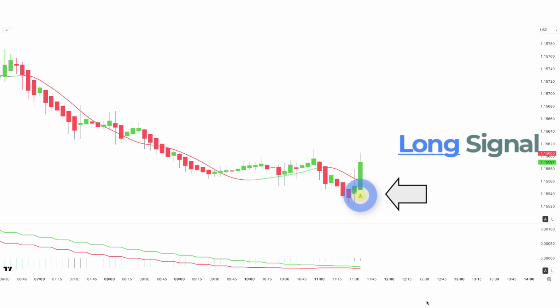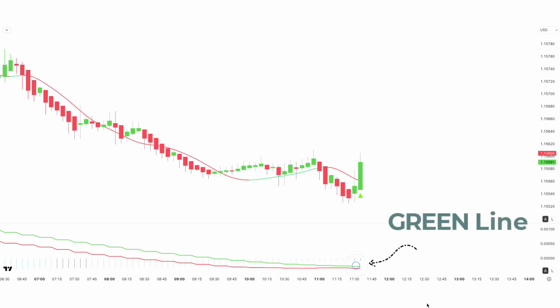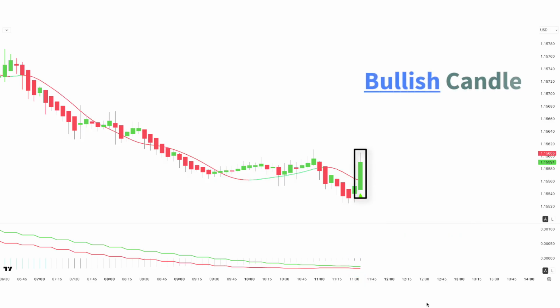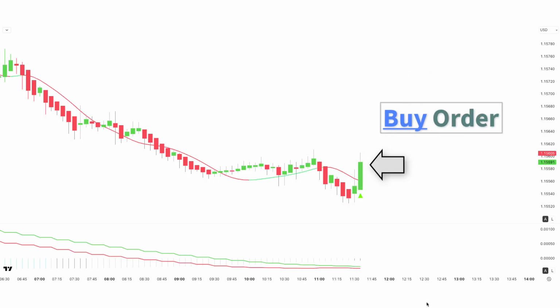Here the versatile scalper arrow of this indicator is a long signal. Here the green line of MACD multi-time frame is above the red line. Here the market has made a bullish candle to give confirmation. So all our conditions are being fulfilled, so we are placing an order to buy.